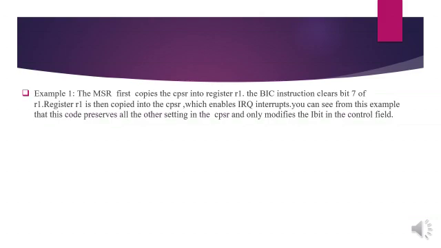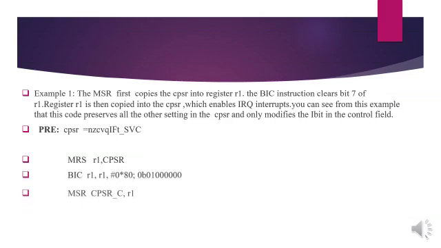In some examples, we can define a program status register instruction. Here the MRS first copies the CPSR into register R1. The BIC instruction clears bit 7 of R1. Register R1 is then copied into the CPSR, which enables IRQ interrupts. You can see from this example that the code preserves all the settings in the CPSR and only modifies the I bit in the control field. Here PRE means before execution.